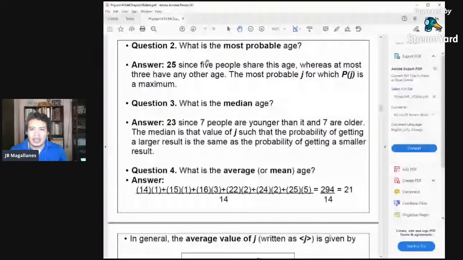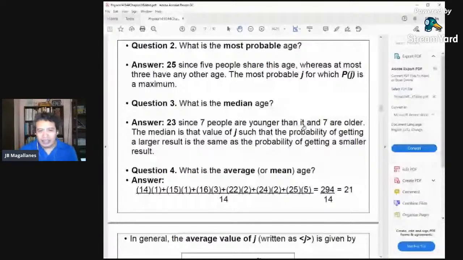The most probable is the value for which Pj is a maximum. So for j equals 25, Pj is maximum at 5 over 14. Question number 3, what is the median age? The answer for that is 23, since 7 people are younger than it and 7 are older.